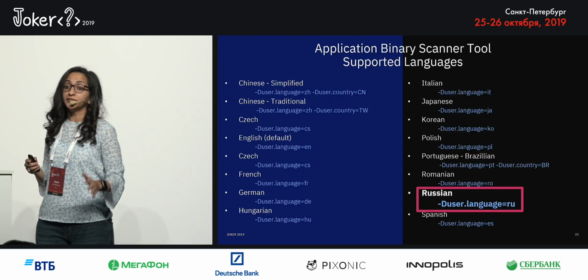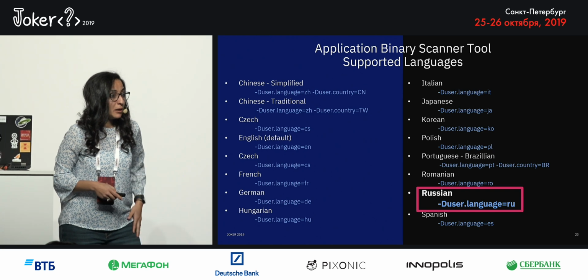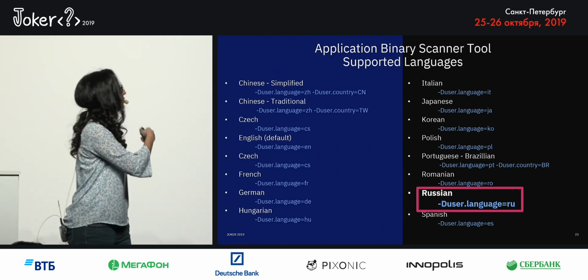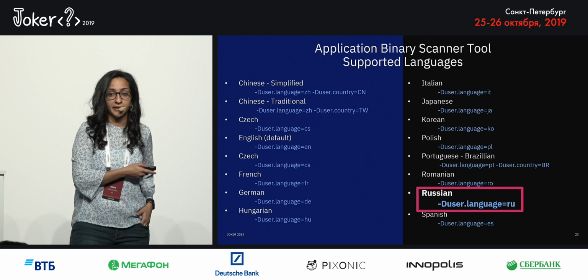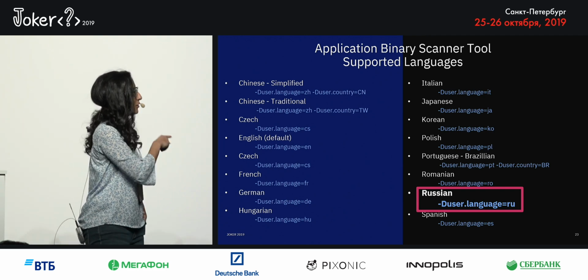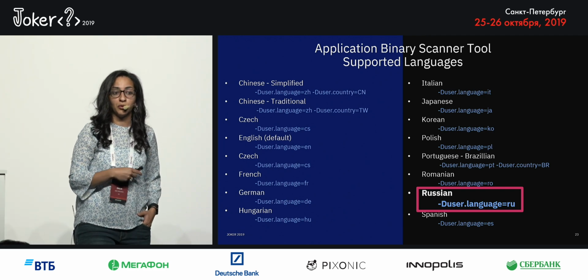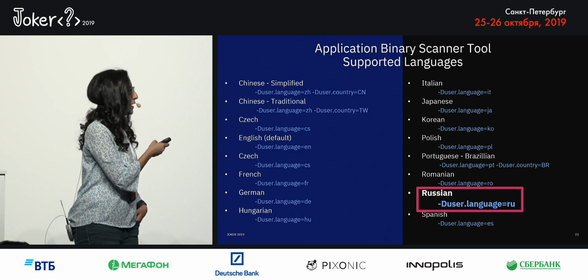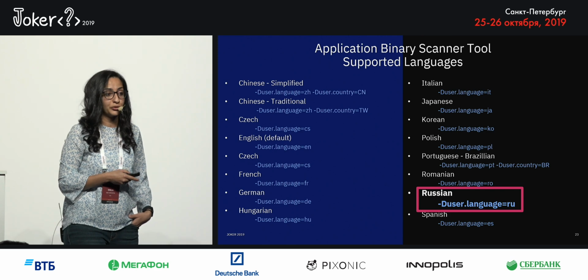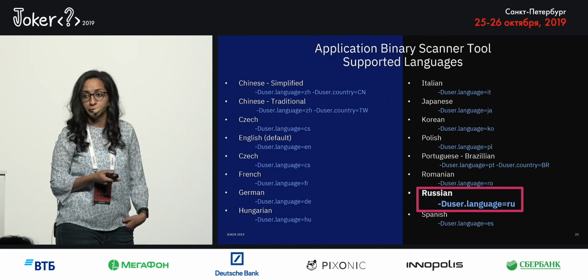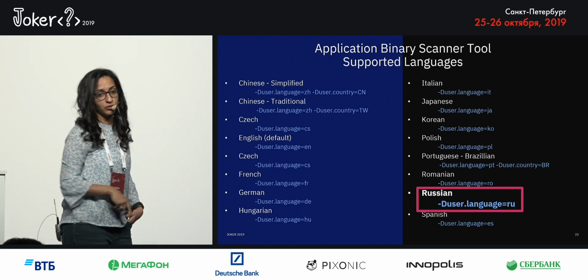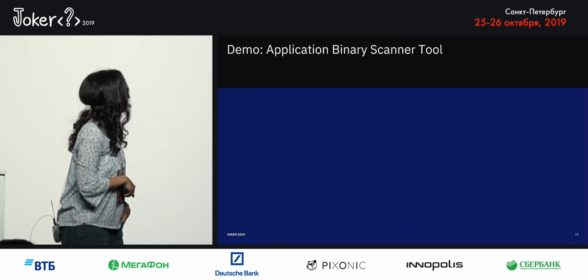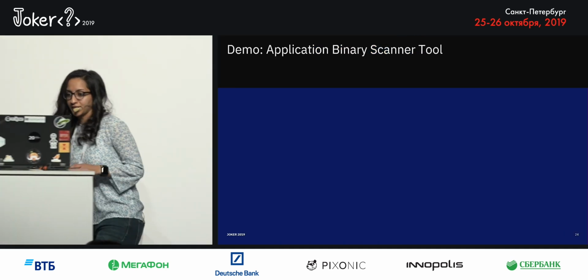We do have multi-language support. So we support any of these languages here for the binary scanner, and I did want to highlight the Russian. All you're going to need to do is start the binary scanner and specify the -d user language option and set it to RU, or any of the other languages if you're interested in that. Okay, so let's jump to the demo.